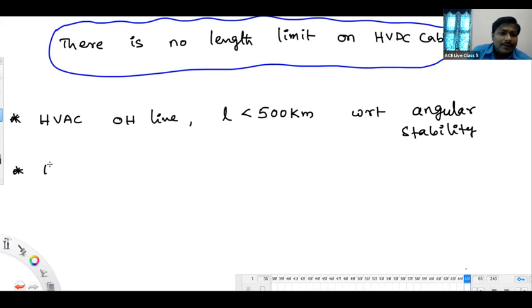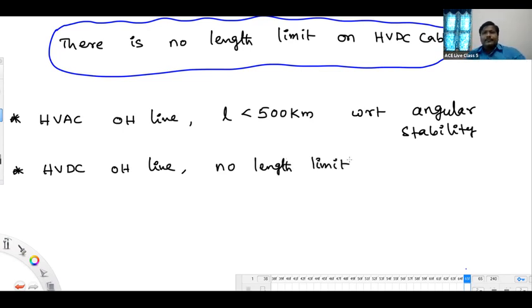What about the HVDC overhead line? Do you have any length limit on HVDC overhead line? No length limit. So I can write no length limit on the HVDC overhead line. So almost 4 categories we have discussed here: HVAC overhead line, HVAC cable, HVDC overhead line, HVDC cable. 4 categories.